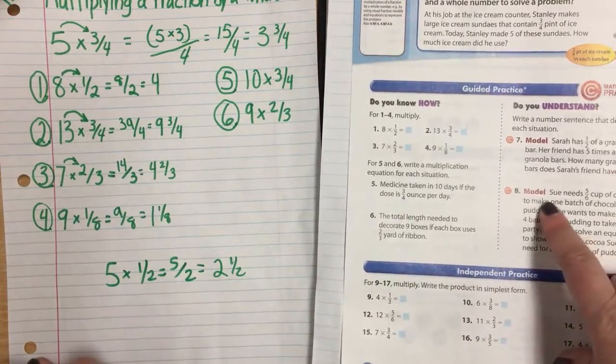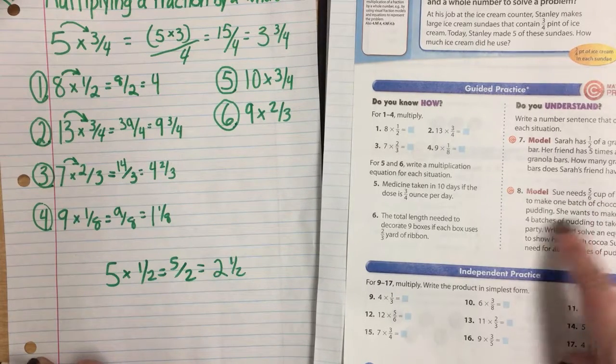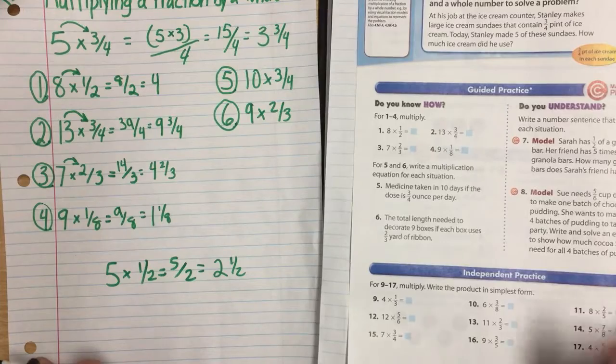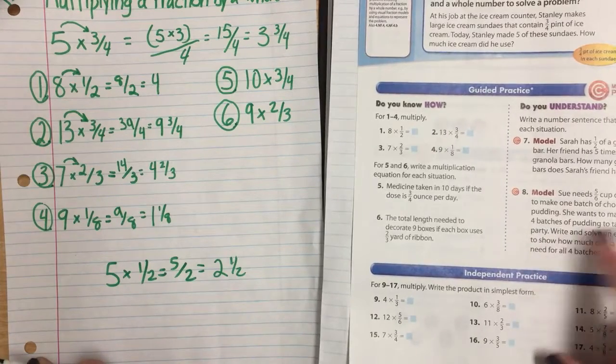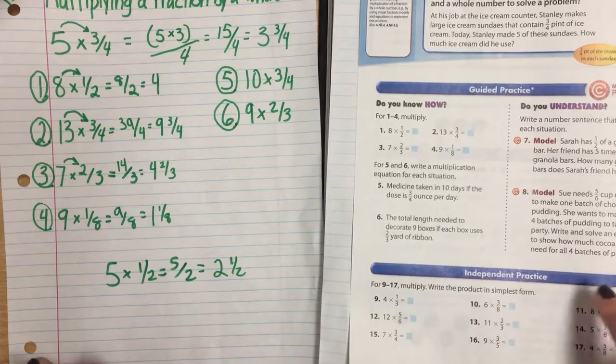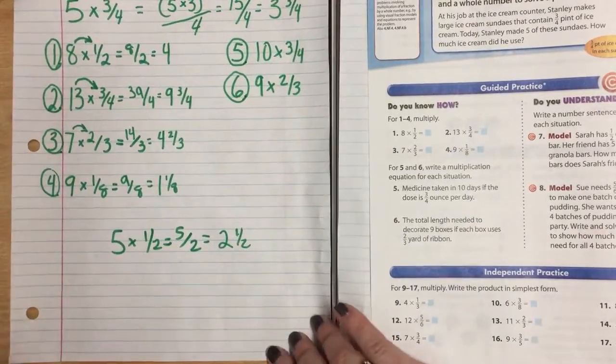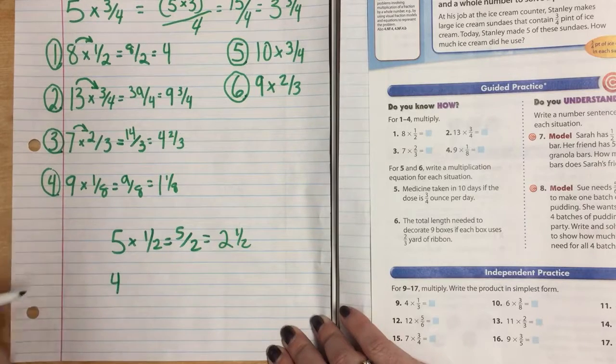And number 8, Sue needs 5/6 cup of cocoa to make 1 batch of chocolate pudding. She wants to make 4 batches of pudding to take to a party. Write and solve an equation to show how much cocoa Sue will need for all 4 batches of pudding. So she wants to make 4 batches.